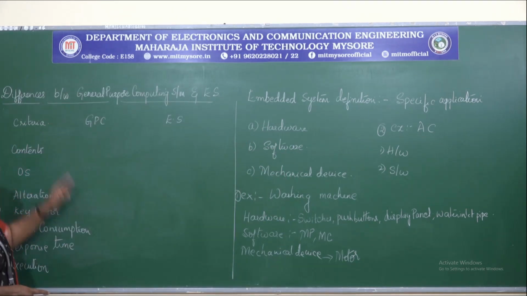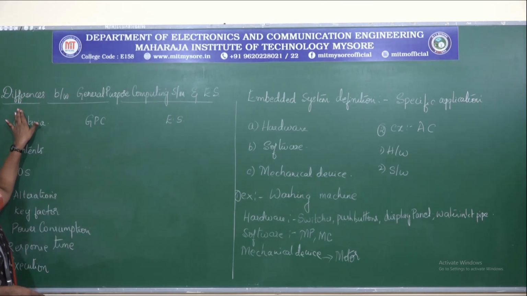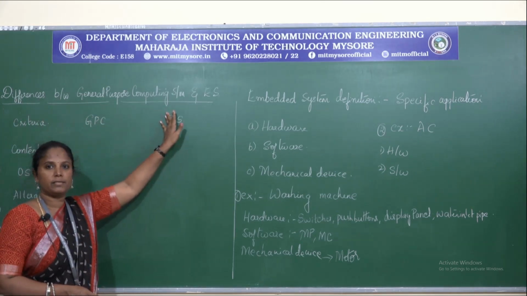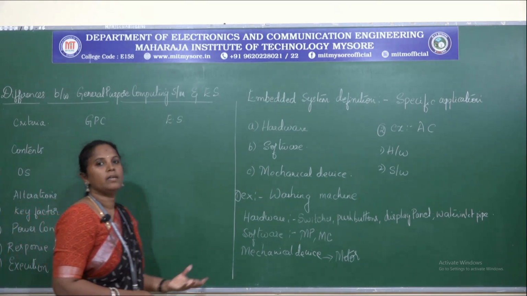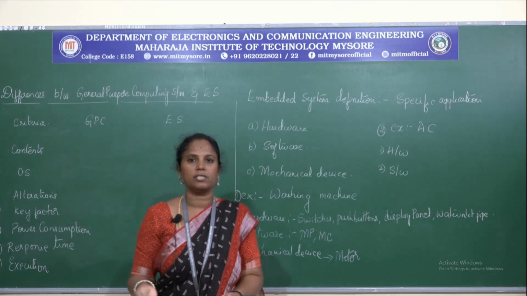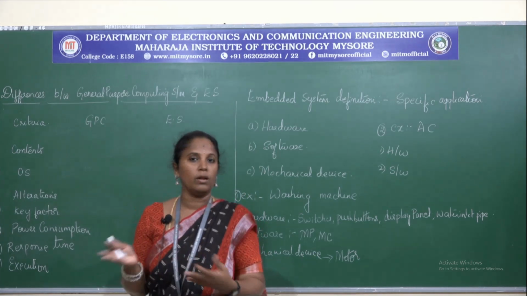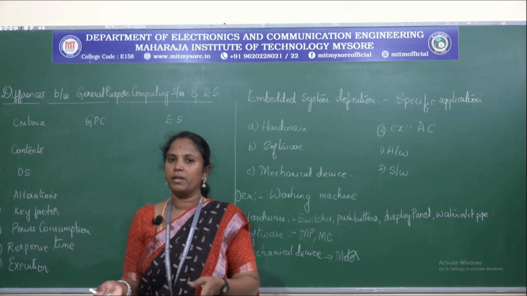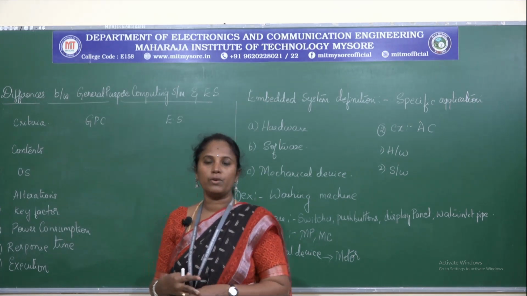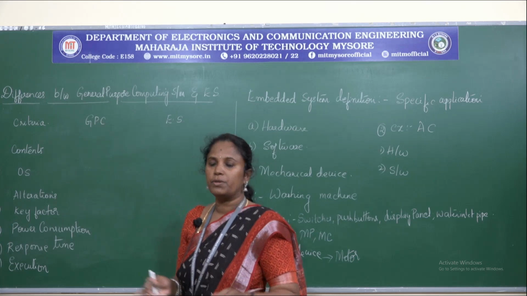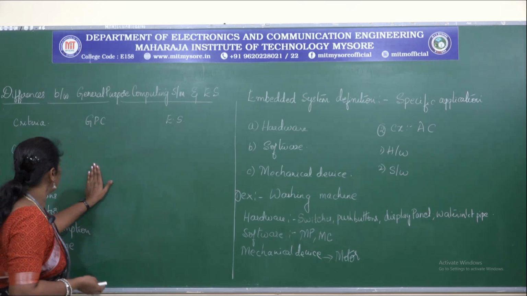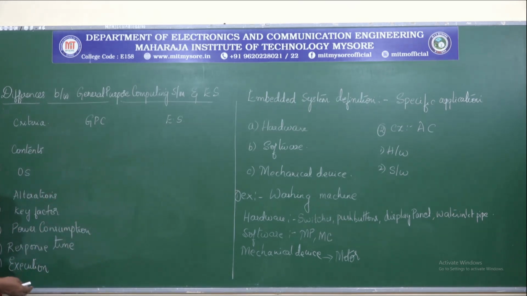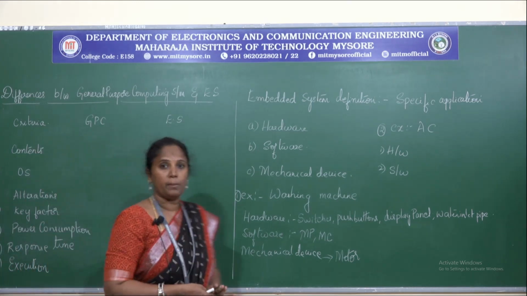So now let us know what differences we have between a general purpose computing system and an embedded system. As I told previously, we have numerous computing systems, but we cannot call every computing system an embedded system. So we have some differences to distinguish an embedded system from the many computing systems which are available. We have listed some criteria here, where we have 7 criteria which have to be satisfied with respect to an embedded system.